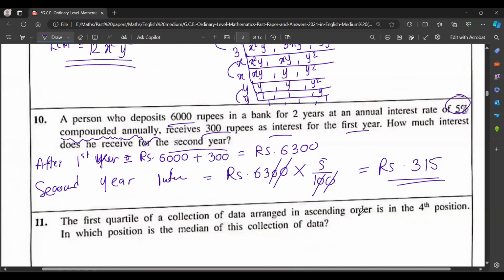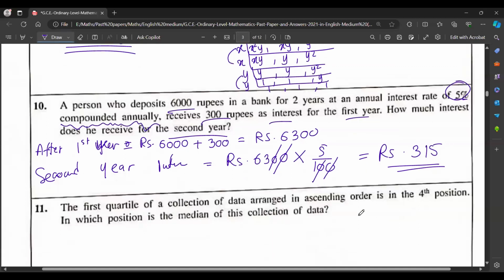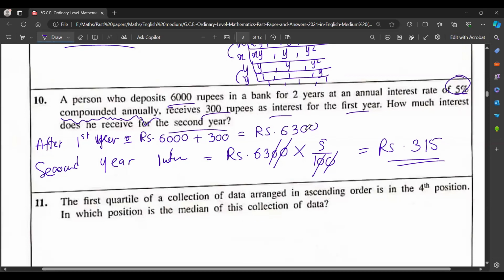You have to consider it's like something added. That's why they take it as compounded. The first year interest is added again for the second year's total, okay?